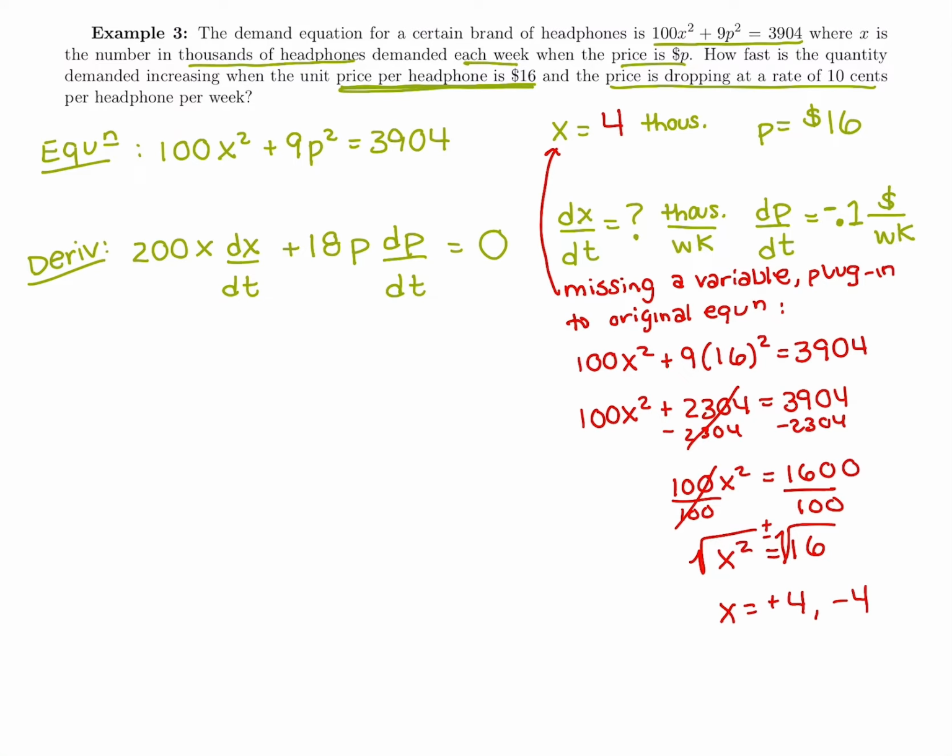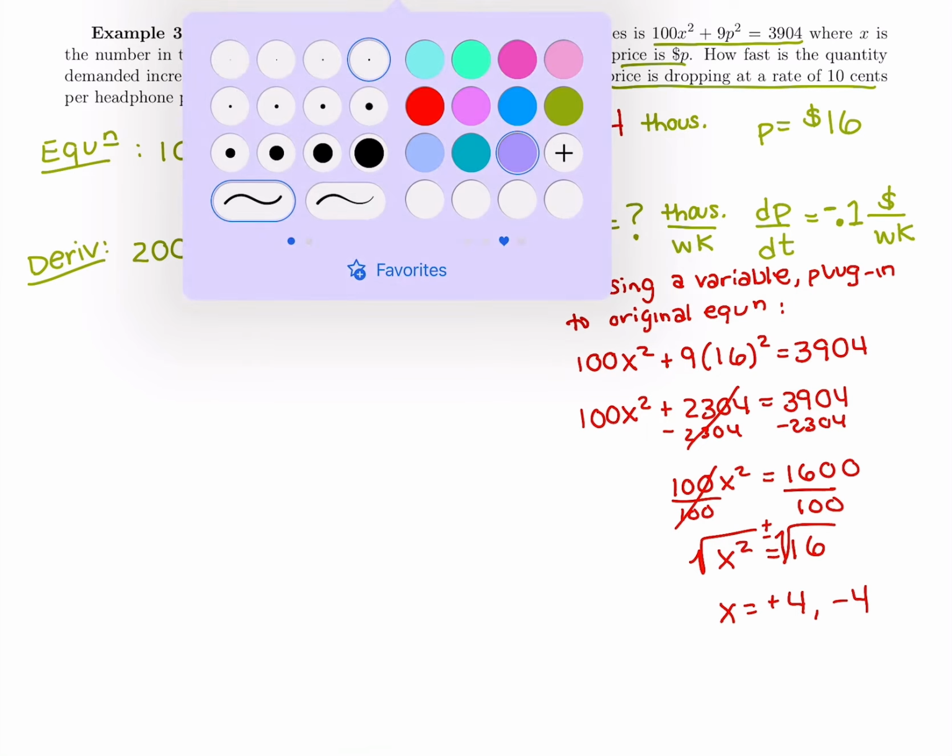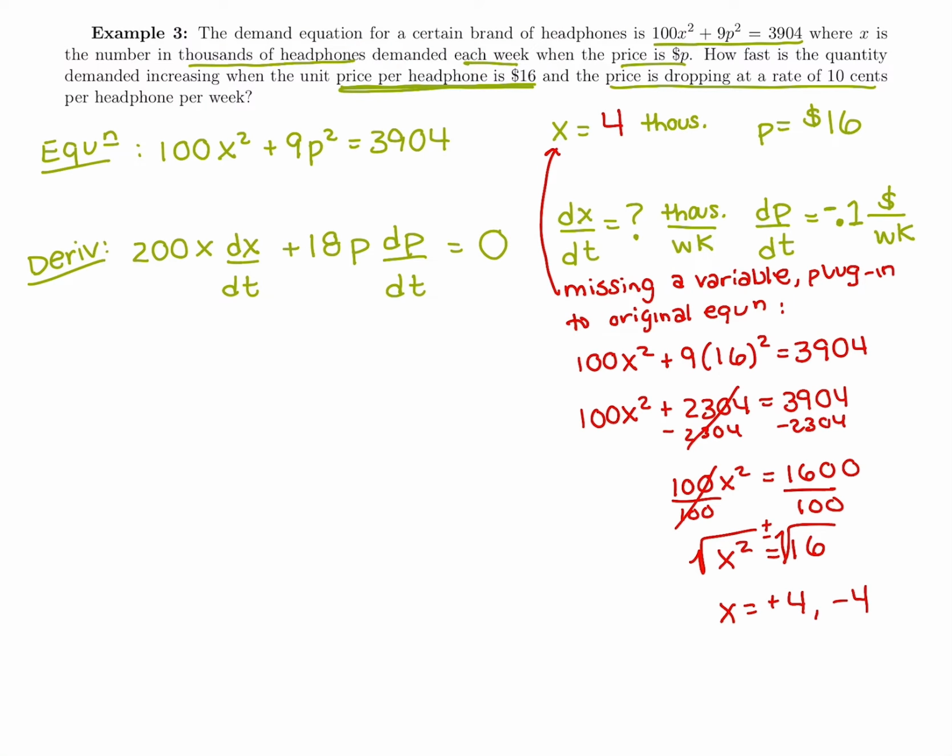So let's see, by plugging into our derivative now, we know everything except for the dx/dt that we're trying to solve for. So I'm going to plug in 200 times the x. We just worked hard to figure out that they're at 4,000 for their demand. We don't know what dx/dt is. That's okay. We're going to solve for it. Plus 18 times our p. The price right now is $16. That's given in the problem. And it's also given that they're dropping their price by 10 cents.